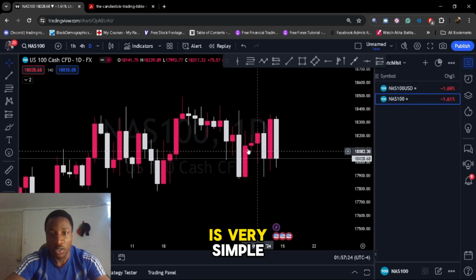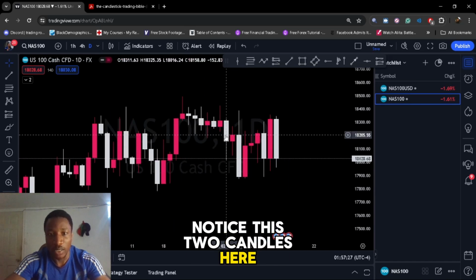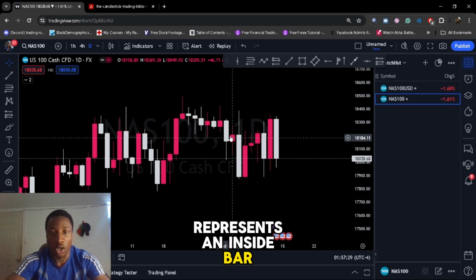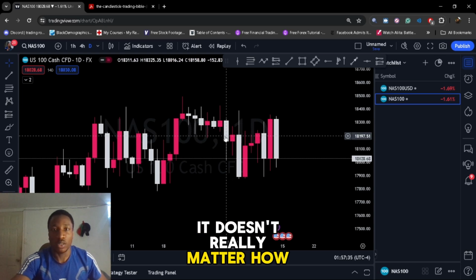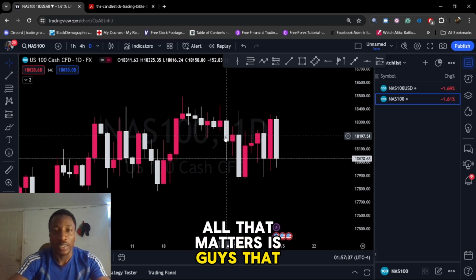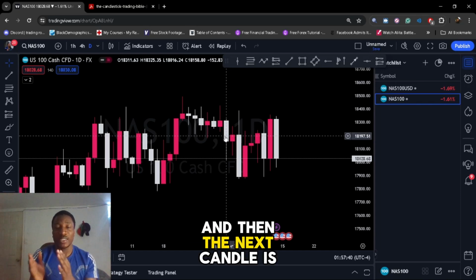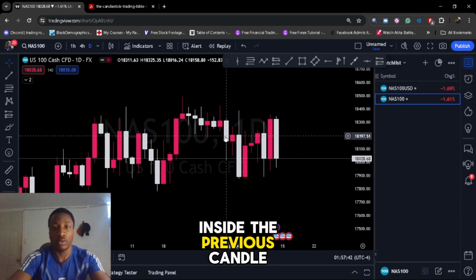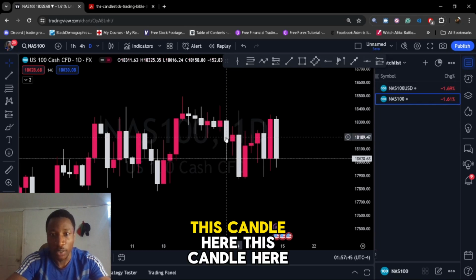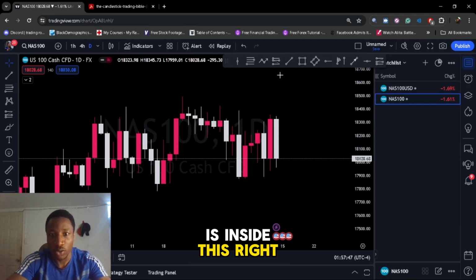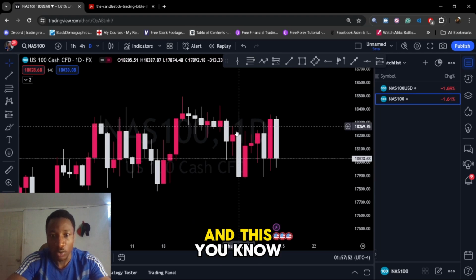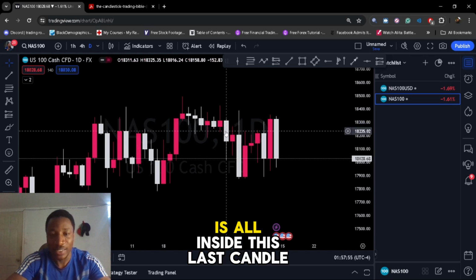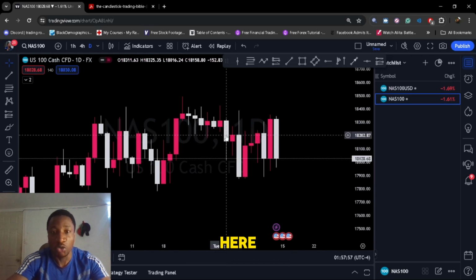Now guys, the inside bar pattern is very simple. Notice these two candles here. These two candles represent an inside bar. The inside bar, again guys, could be bearish or bullish. It doesn't really matter how it presents itself. All that matters is that there is one candle here and then the next candle is inside the previous candle. So this candle here is inside this. The range between this high and this low here is all inside this last candle here, which represents a correct and accurate inside bar.